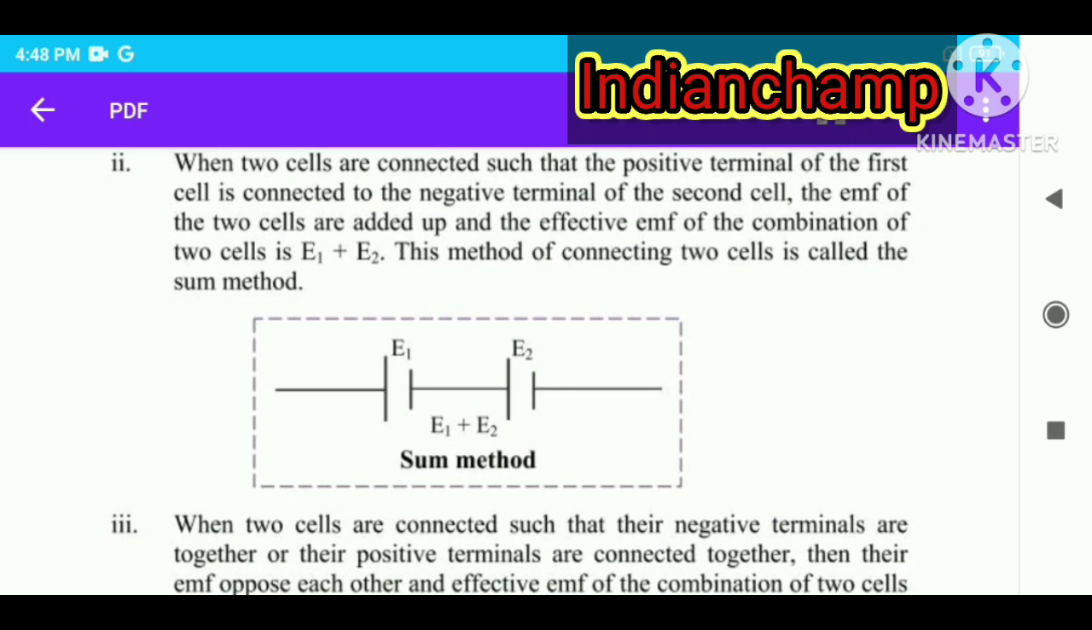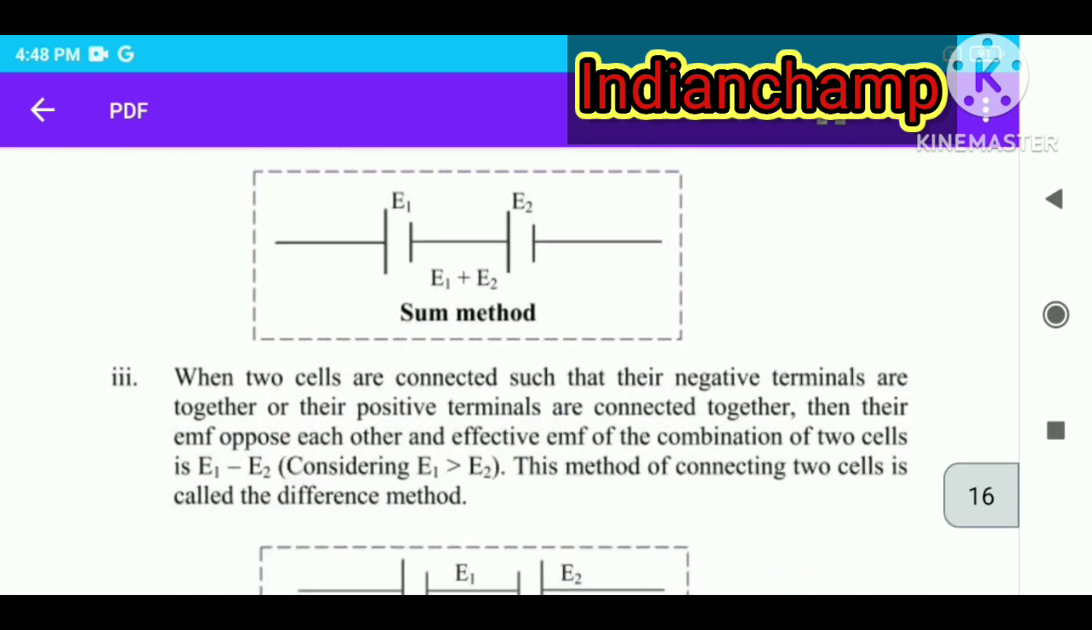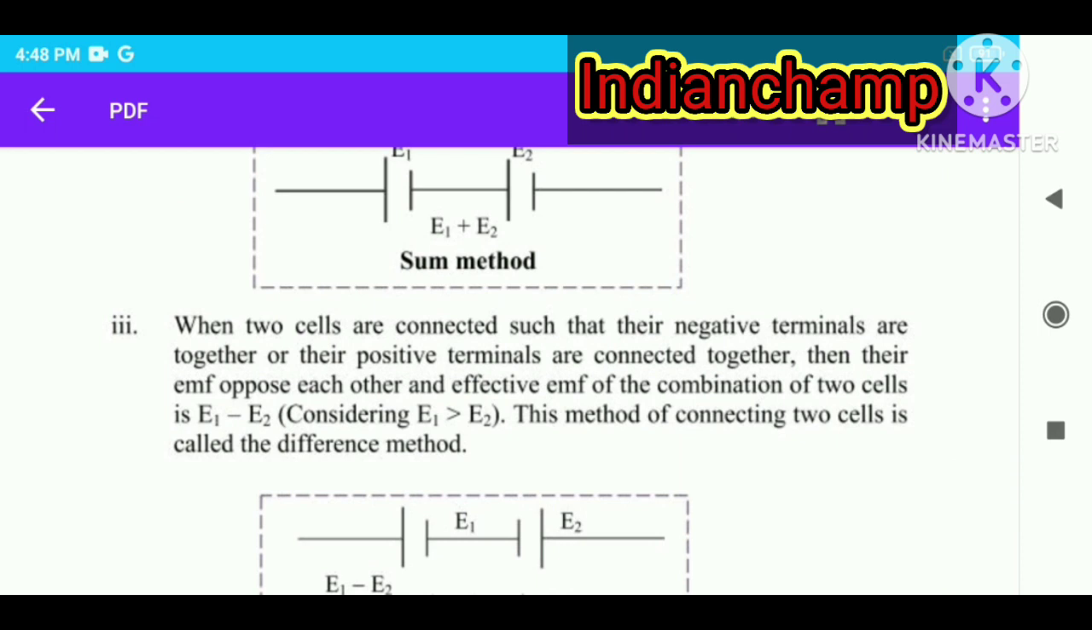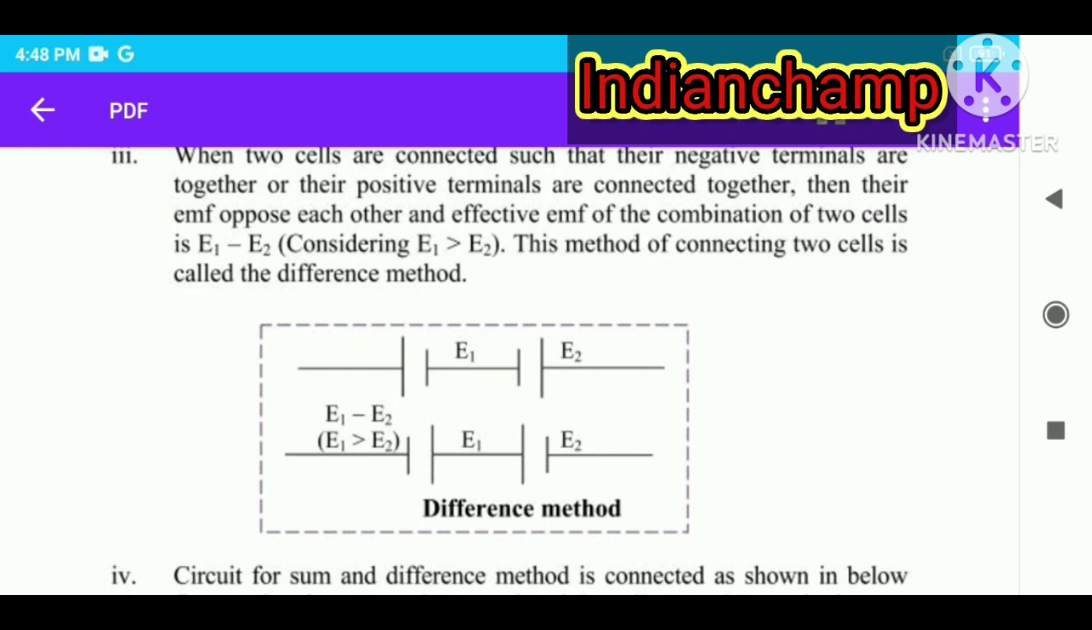Diagram. Third, when the two cells are connected such that their negative terminals are together or their positive terminals are connected together, then their EMFs oppose each other and the effective EMF of the combination of two cells is E1 minus E2, considering E1 is less than E2. This method of connecting the two cells is called the difference method. Difference method: E1 minus E2. Diagram.